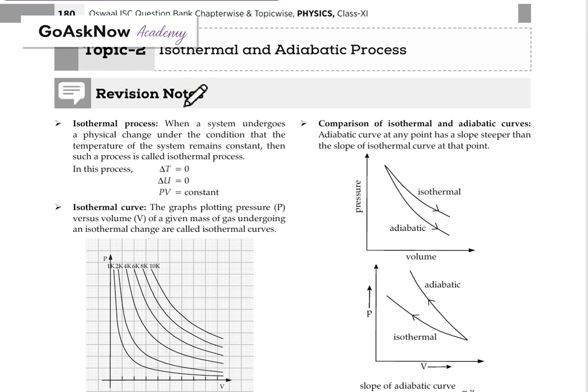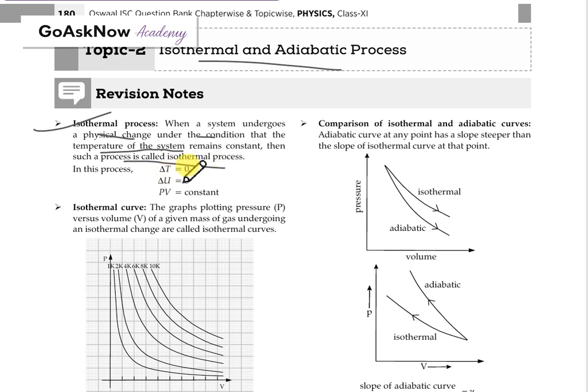Today, we are going to study topic 2, isothermal and adiabatic process. Firstly, we'll study what is isothermal process. When a system undergoes a physical change under the condition that the temperature of the system remains constant, then such a process is called isothermal process.